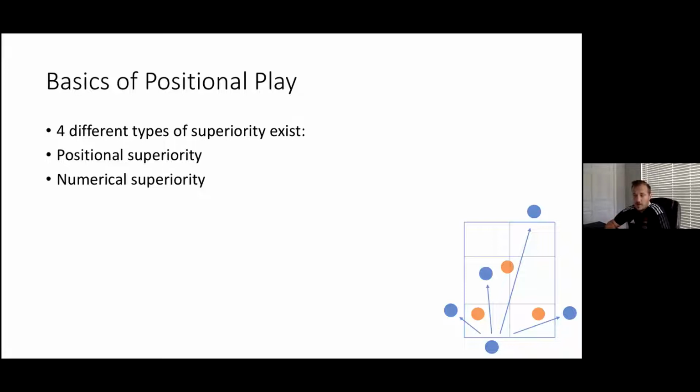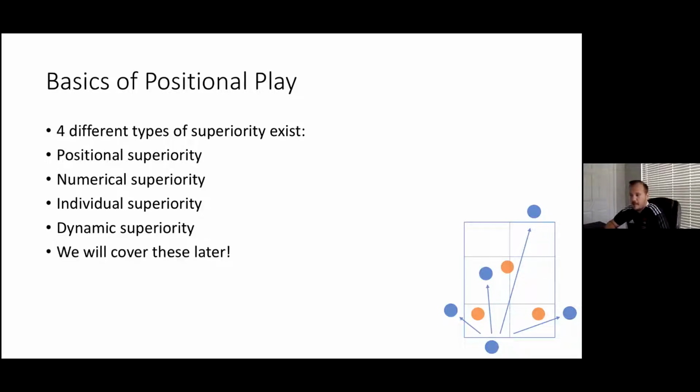numerical, which is going to be obviously having more players, for example, in a certain situation than others. Individual, which is obviously like having Lionel Messi on the right wing as opposed to having me on the right wing. It would be a different individual superiority. And then one last one, which is not always included, but a dynamic superiority, which is just about momentum, speed, how fast you are playing, having superiority in that. But we'll cover these a little bit later.